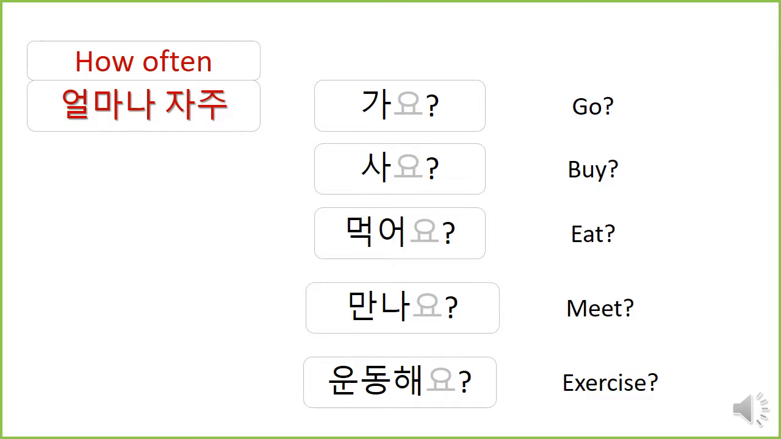You can omit 요 at the end. Then it's gonna be a casual expression. From top to bottom, 얼마나 자주 가? How often do you go? 얼마나 자주 사? How often do you buy? 얼마나 자주 먹어? How often do you eat? 얼마나 자주 만나? How often do you meet? 얼마나 자주 운동해? How often do you exercise?